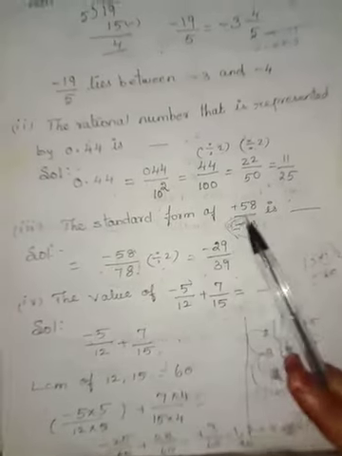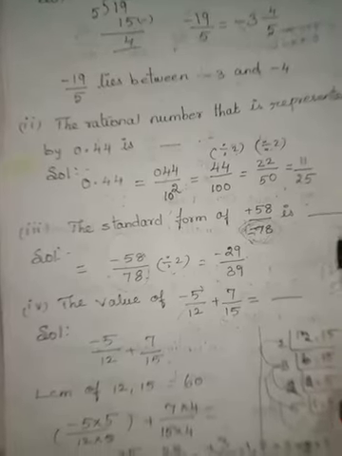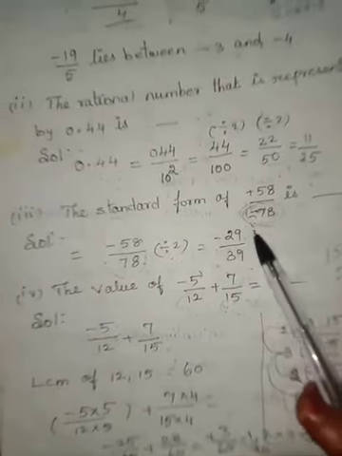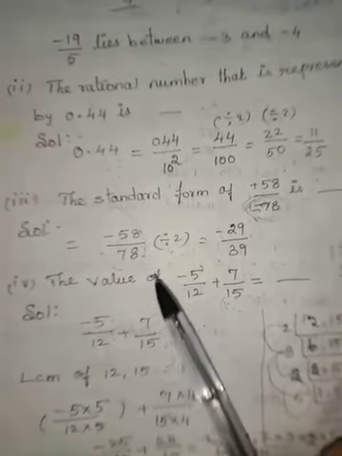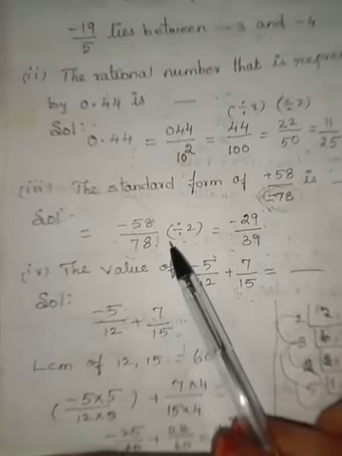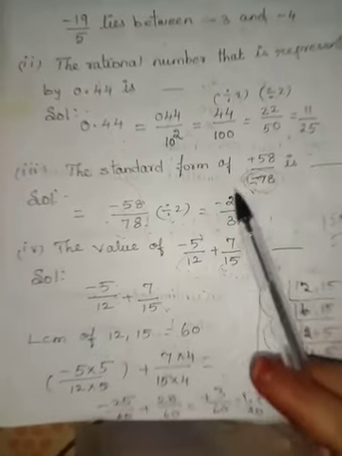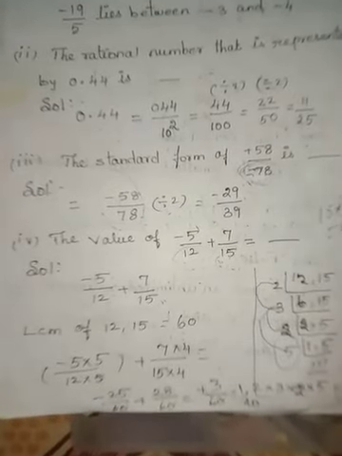The standard form of plus 58 by minus 78 is dash. Here the denominator is negative. We must make the denominator positive and write it in the standard form. Then simplify this. It's divided by 2. We get minus 29 by 39 is the standard form.